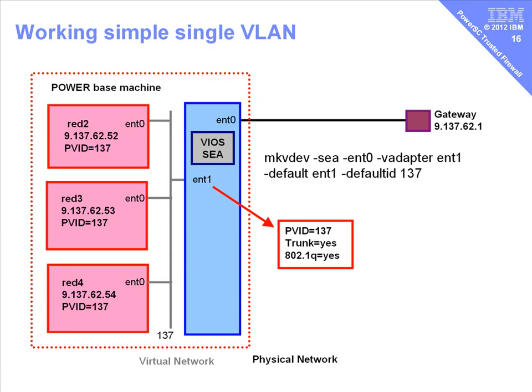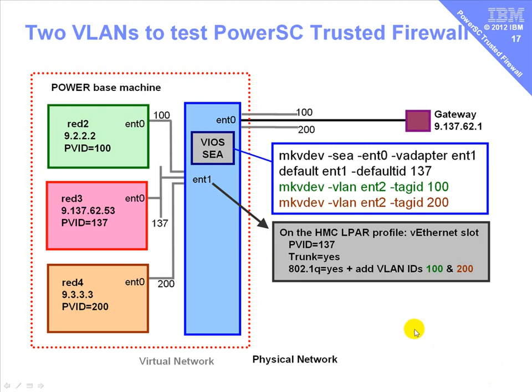Then I'm going to make a few changes, making it ready for running with multiple VLANs and checking my firewall is running between them. Now I've added a few other things. So on the HMC I've added VLAN 100 and 200 for this particular Ethernet slot. And my red 2 I've changed it rather to VLAN 100, and on red 4 is VLAN 200. And on the SEA configuration on the VIO server I've added the VLAN 100 and 200 to this SEA so that it can deal with the packets coming in.